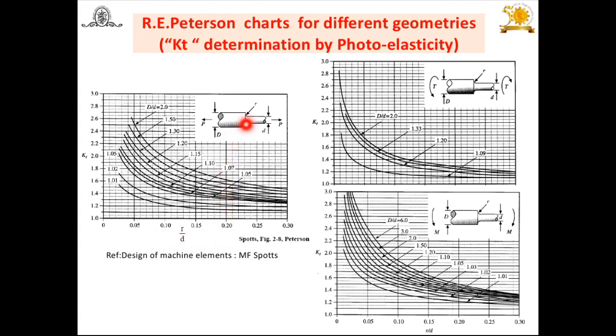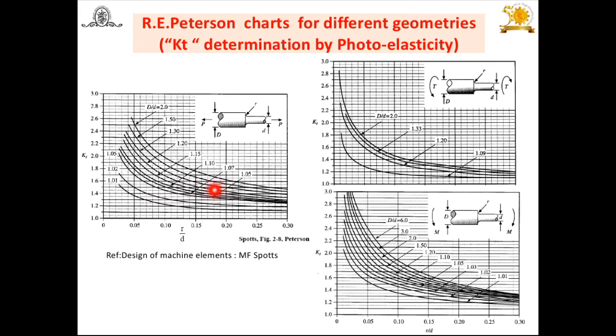Now here, this is the geometry of a machine element subjected to P, that is a tensile force. These are subjected to tensile force, having small diameter d and capital D, and on the x-axis you will find small r by small d. So you have to take this ratio here, and capital D by small d, for which different lines are given, and on the y-axis is KT, the stress concentration factor. If the geometry of your machine element is like this, subjected to tensile force, find r by d, then find capital D by small d, select that line, and find the value of KT. That means by using R.E. Peterson charts, again you will get the value of KT.